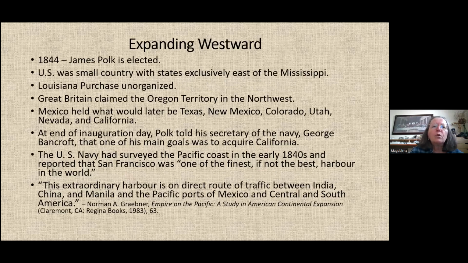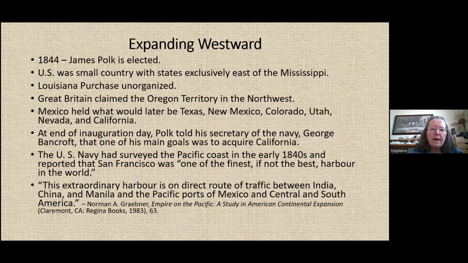So, in 1844, James Polk is elected. The United States was a small country at that point with states exclusively east of the Mississippi. The Louisiana Purchase was unorganized. Great Britain claimed the Oregon Territory in the Northwest. Mexico held what would later be Texas, New Mexico, Colorado, Utah, Nevada, and California. At the end of his inauguration day, Polk told his Secretary of the Navy, George Bancroft, that one of his main goals was to acquire California.